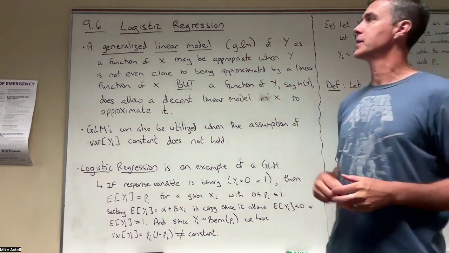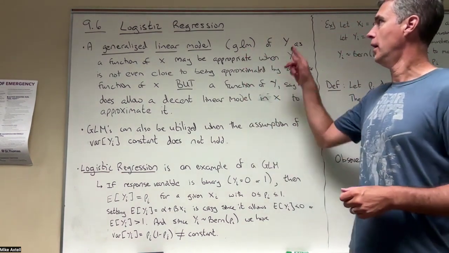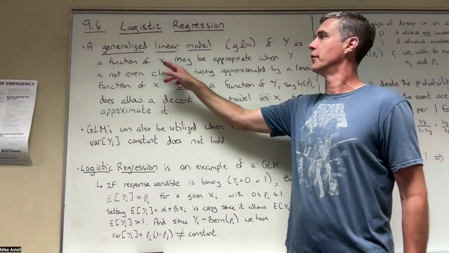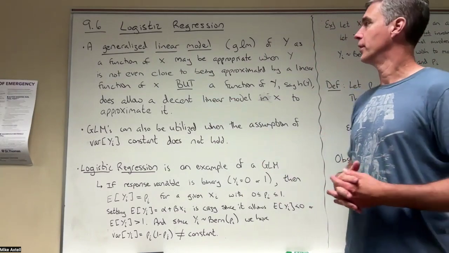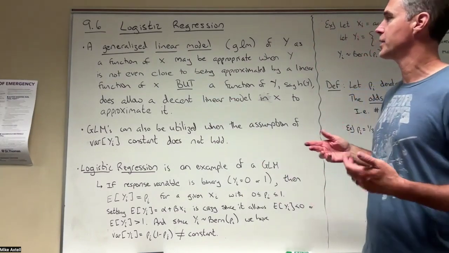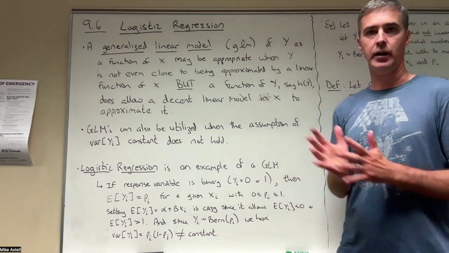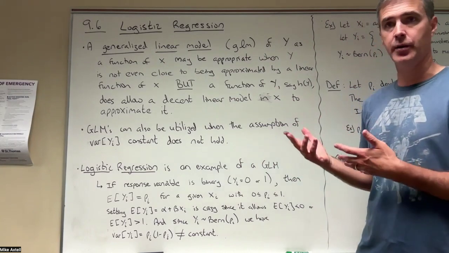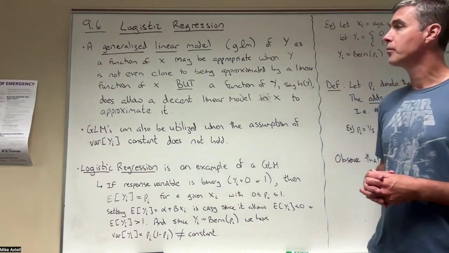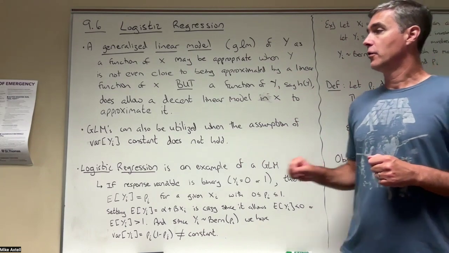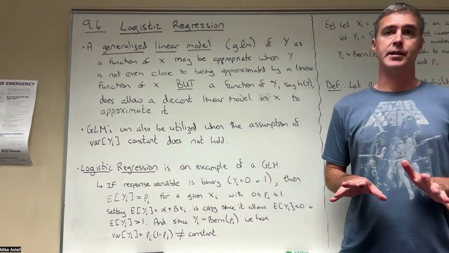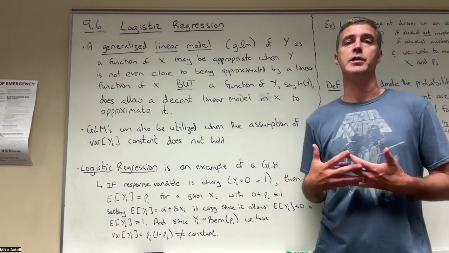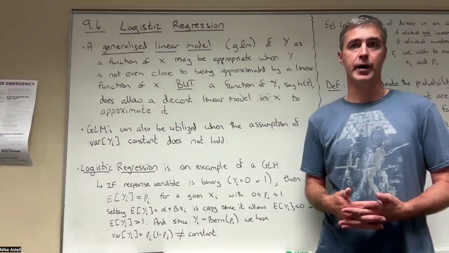Okay, so a generalized linear model, or GLM, of a response variable y as a function of a predictor variable x may be appropriate in a couple of scenarios. First off, if y is not even close to having a linear relationship with x, linear regression doesn't make a whole lot of sense, but maybe we could generalize it to something that does. Or if the variance of y isn't constant, then a linear model doesn't make sense either, because constant variance is one of the assumptions of the linear regression model, okay?